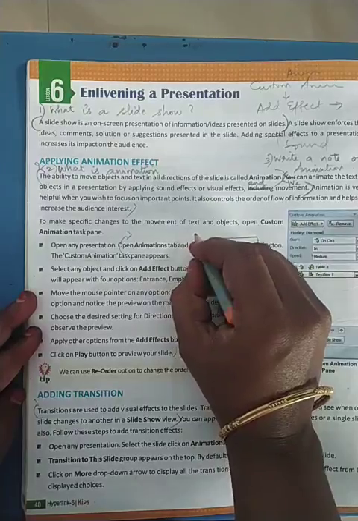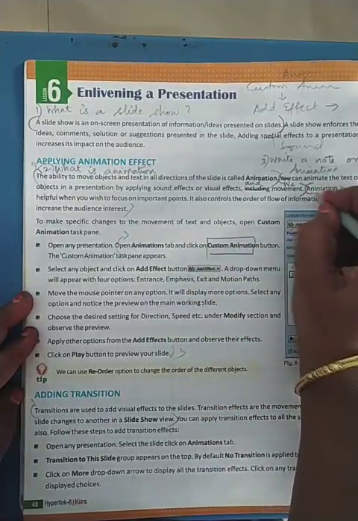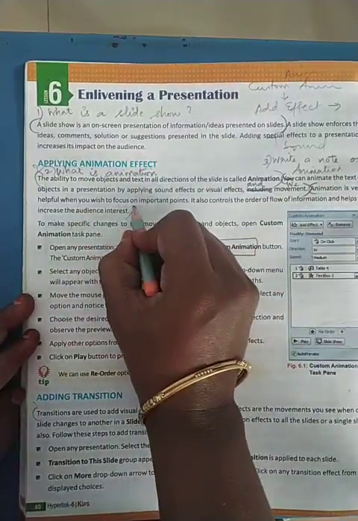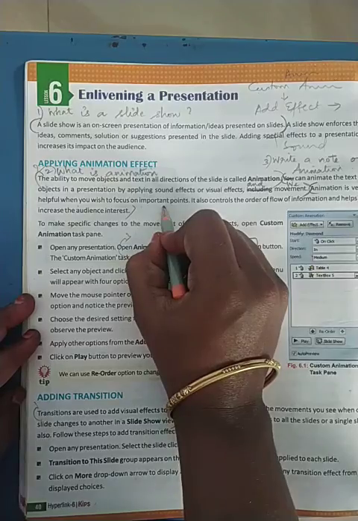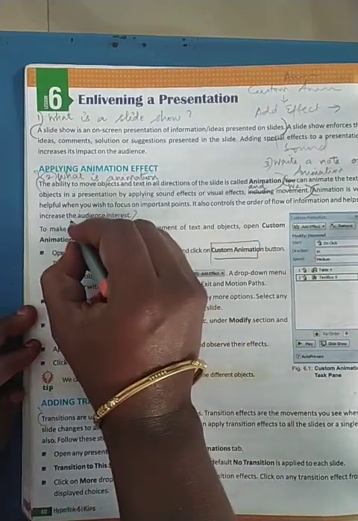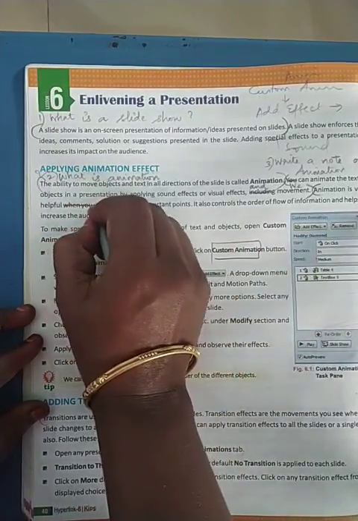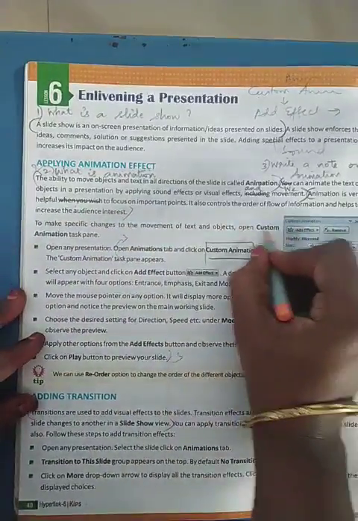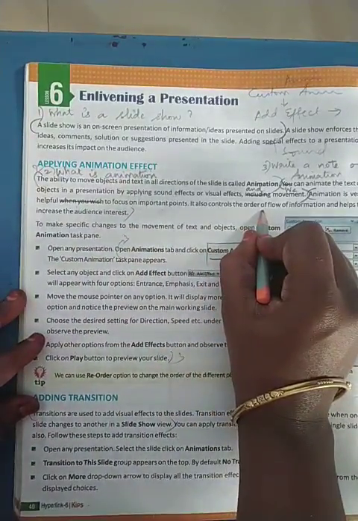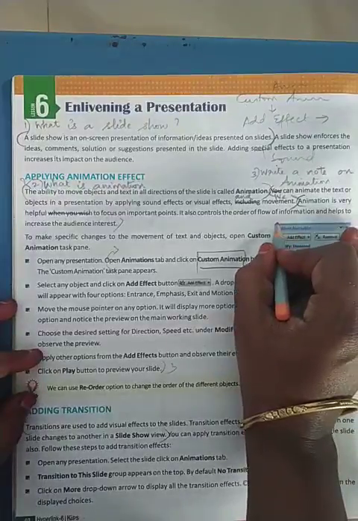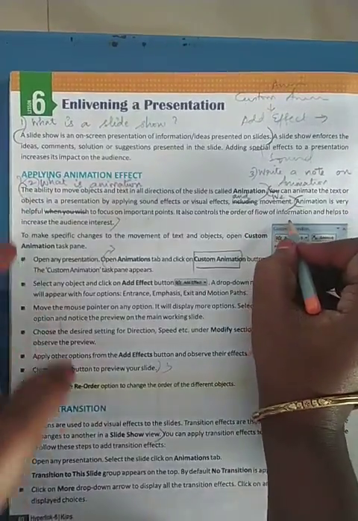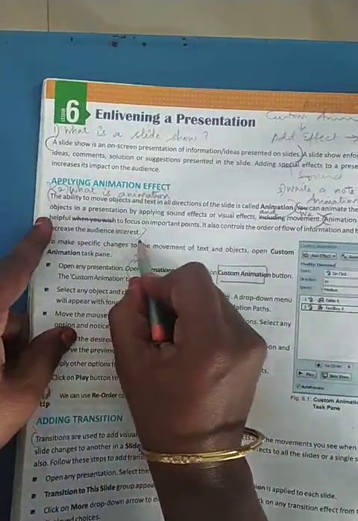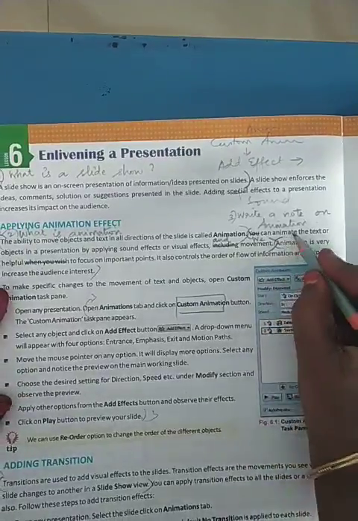Okay, next point. Animation is very useful to focus on important points. Then very helpful to strike it off when you wish, to focus on important points. It also controls the order of flow of information and helps to increase the audience interest. So 3 points.